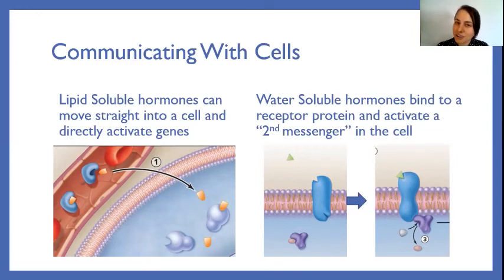Now, when it comes to water-soluble hormones, they can't come in. The water-soluble hormone can't make it through that lipid cell wall. So instead, it's going to come and bind to a receptor protein located on that cell. This is going to activate a little tiny messenger inside of the cell that will trigger the response. So it's kind of like a relay race, basically. That information from your water-soluble hormone is going to be transmitted into the cell, but the hormone itself stays on the outside.